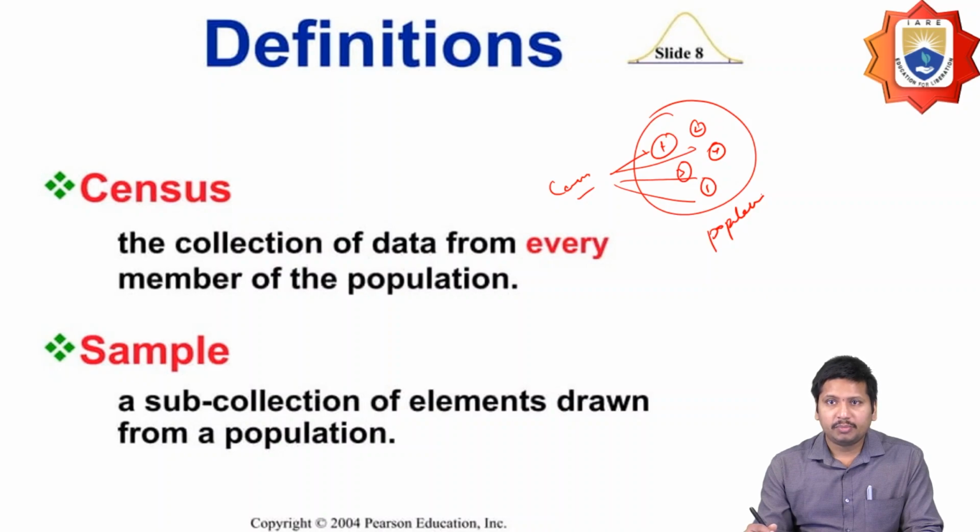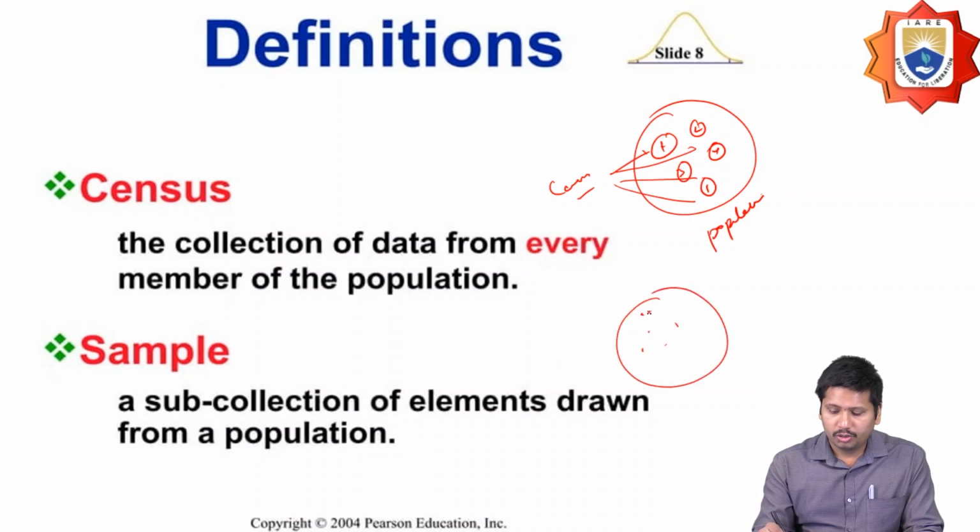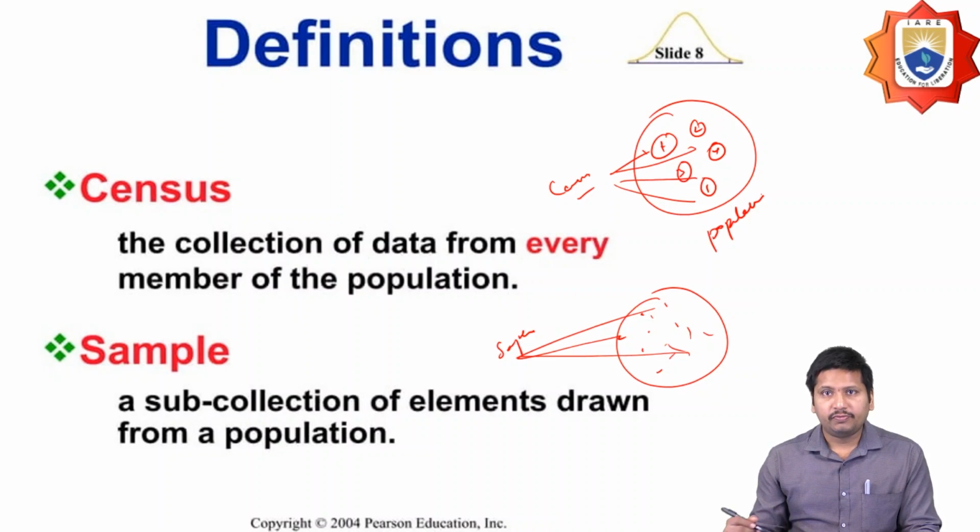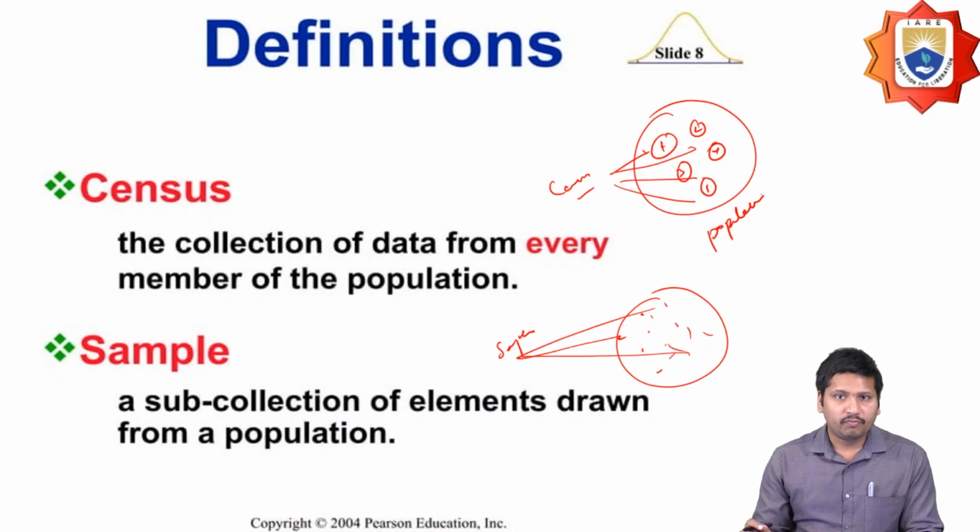And a sample is nothing but a subcollection of elements drawn from the population. If I draw some of the elements from the population, then it is treated as a sample here. So a census is a collection of data from every member of the population, and a sample is a subcollection of elements drawn from the population.